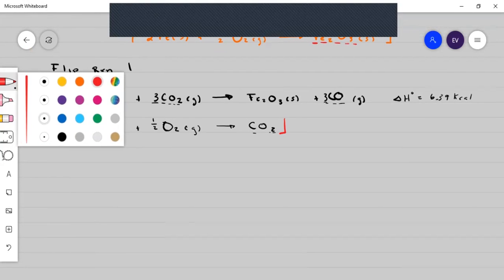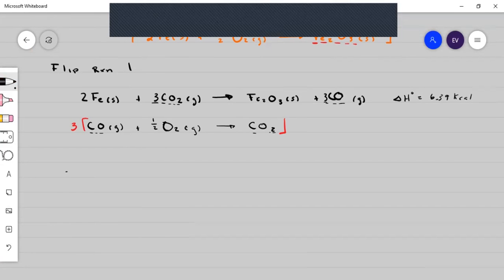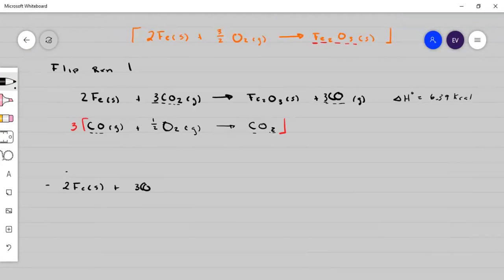So let's go ahead and do this one more time. Put this one in black. Okay, so I'm going to rewrite it. There we go. CO2 gas produces iron 3 oxide.